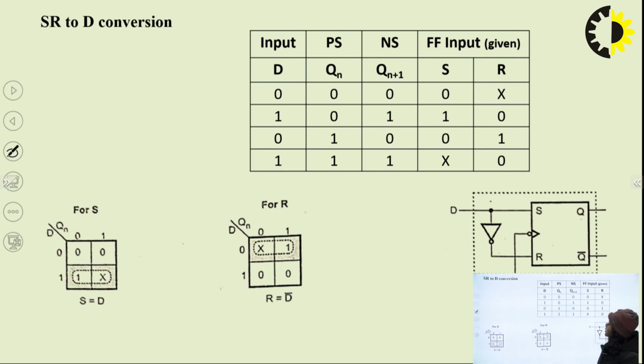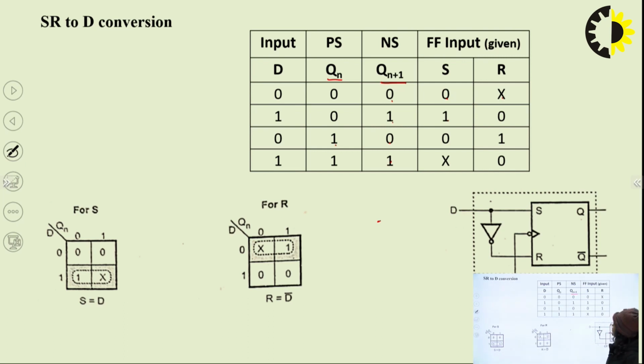For example, if we have to convert SR to D, then we write the characteristic table of D flip-flop, that is D and Qn, and based on that we find out the next state. We write all the possible combinations 0 0, 0 1, 1 0 and 1 1. As we have known that for D, next state is equal to D. So for 0 1 0 1, the next state will be 0 1 0 1. Now we write the excitation for this present state and next state. We write the excitation table of SR flip-flop. So for 0 to 0, that is 0 cross, 0 to 1, that is 1 0, 1 to 0, that is 0 1, and 1 to 1, that is cross 0.